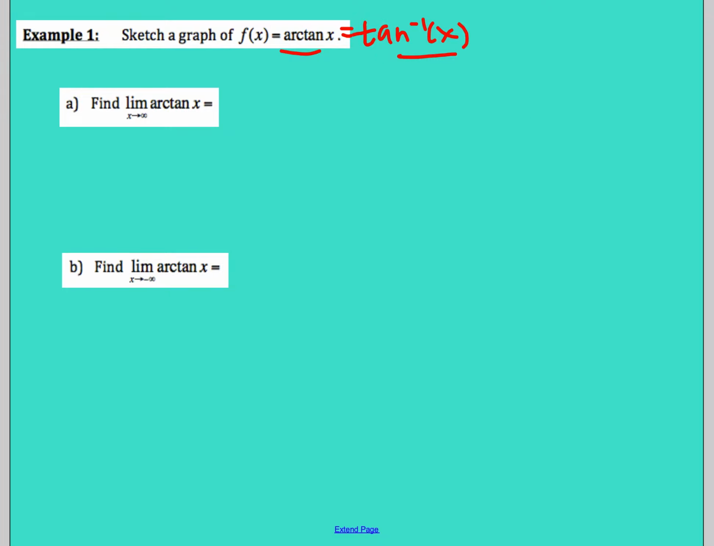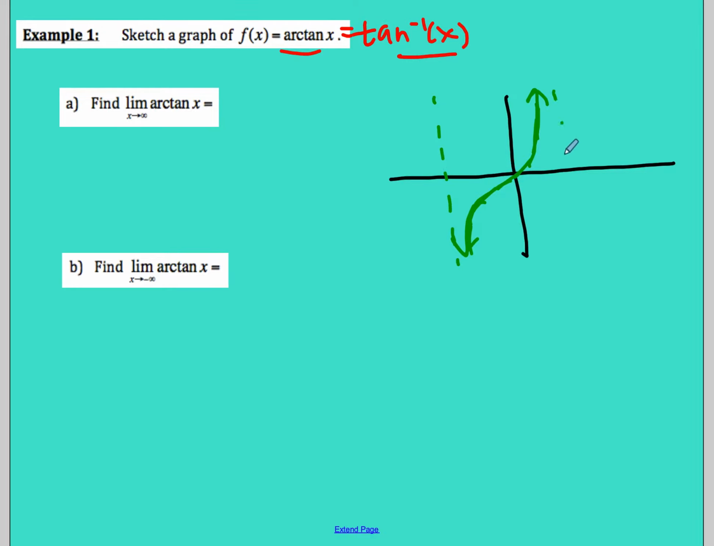In order to graph the inverse, I'm just going to start out by graphing tangent. We've talked about tangent. Remember, it looks like this, and there are some asymptotes on tangent. The period of tangent is pi, so this is the distance of pi. That makes this asymptote pi over 2, and then this asymptote is negative pi over 2. Then remember, tangent repeats itself.